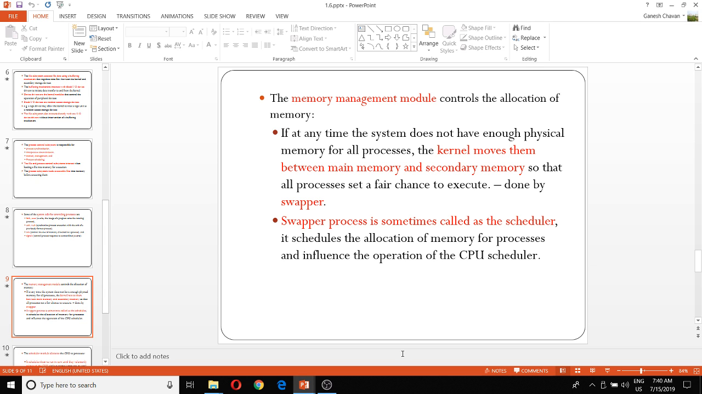The memory management module basically controls the allocation of memory. If at any time the system does not have enough physical memory for all processes, the kernel moves them between main memory and secondary memory so that all processes get a fair chance to execute, done by the swapper. The swapper process is sometimes called a scheduler. It schedules the allocation of memory for processes and influences the operation of the CPU scheduler.